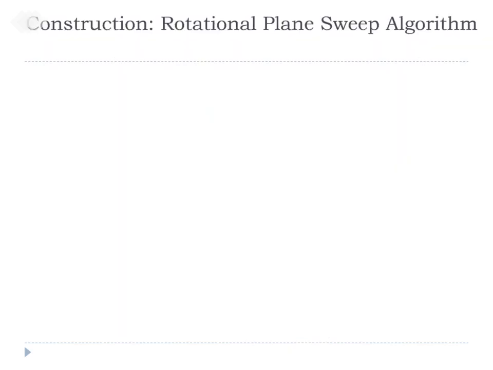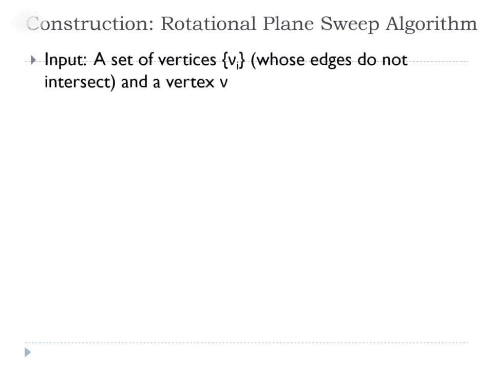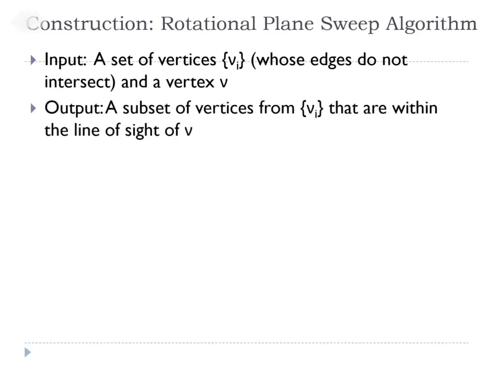I now introduce rotational plane sweep algorithm step by step. So input here is a set of vertices Vi of the obstacles and the vertex V, which is the current location from where we are looking for visibility. Output will be a set of vertices from that list Vi, which are visible from V. That means which are in the line of sight of V.